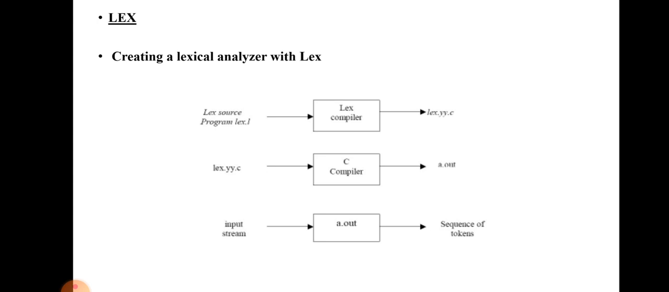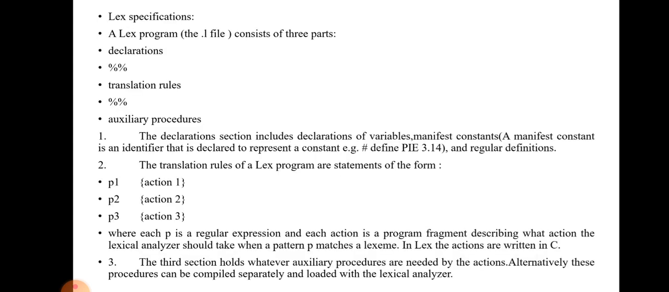The lex compiler produces a C program as output. The program name is lex.yy.c, which has the extension .c. This C program is given to the C compiler to produce the output a.out. So a.out takes the input from the user and produces the output. The output of a lexical analyzer is nothing but tokens. So the output of a.out is nothing but a sequence of tokens.